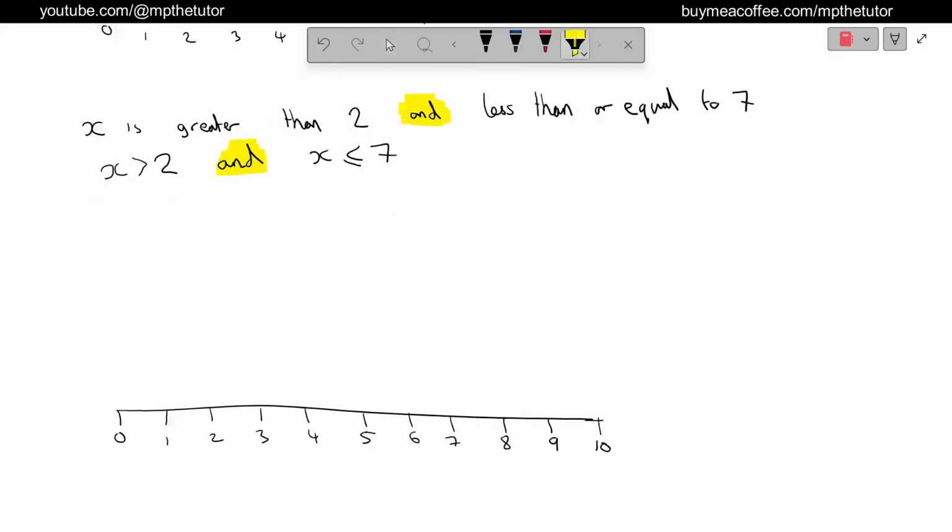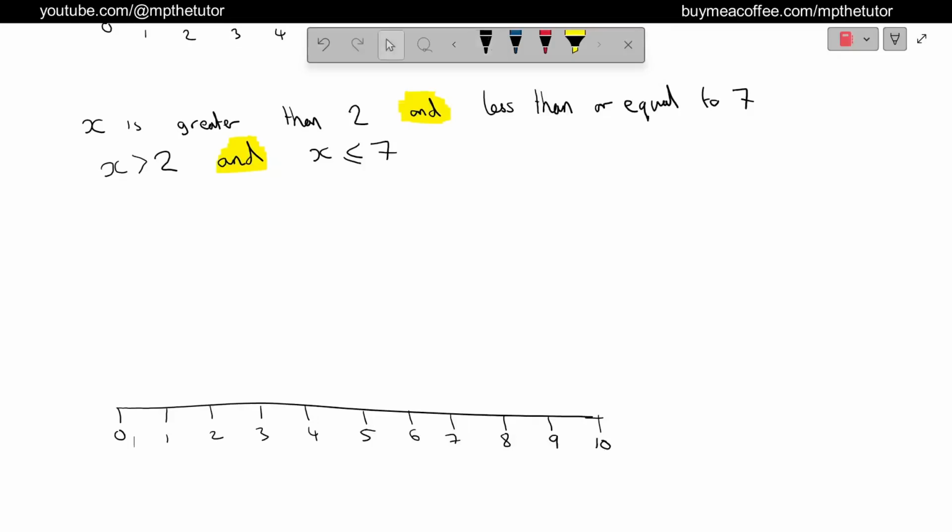Let's have a look at this next example, where we have x is greater than 2 and less than or equal to 7. And I've written that in two ways, both with words and with inequalities. And as you can see, I've highlighted the word and. So I'm going to draw this on a number line. So you could have a circle and an arrow going that way. And then we have another circle at 7. And we have arrows going the other way. So those arrows continue in both directions.